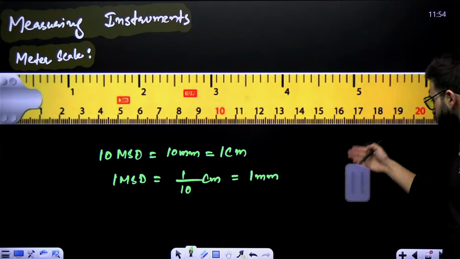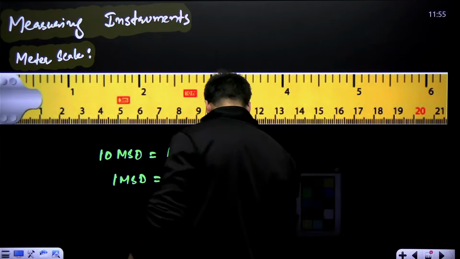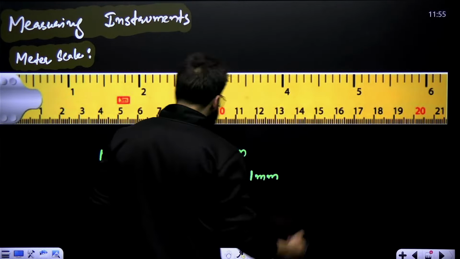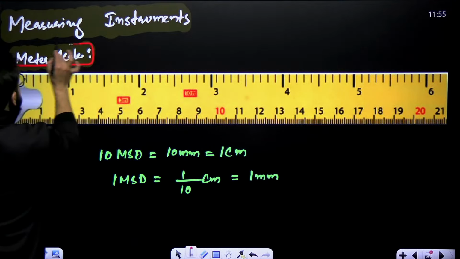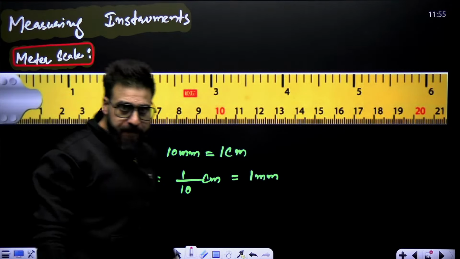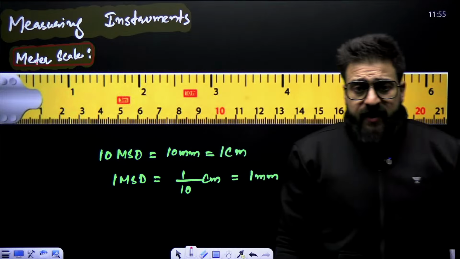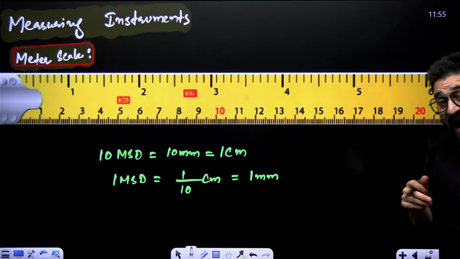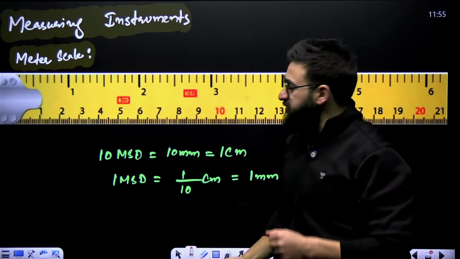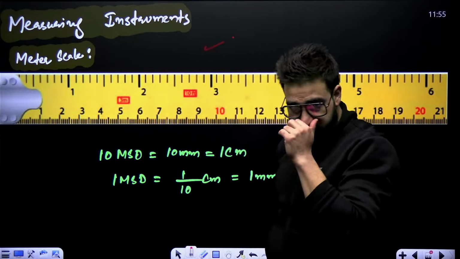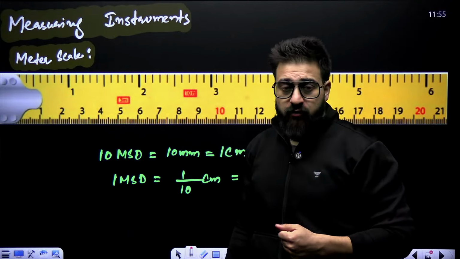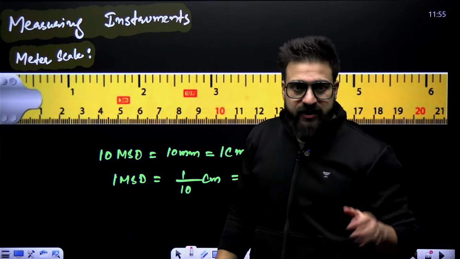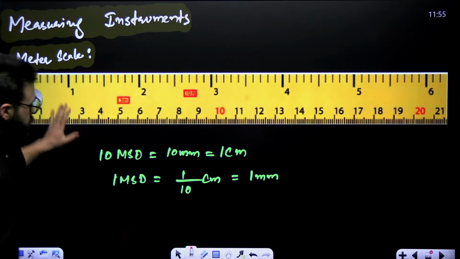Take a look, guys, over here. Measuring instruments, the first measuring instrument we use is the meter scale. It's an instrument which helps us to measure length. These are the measuring instruments that we need to study: meter scale, screw gauge, and vernier caliper. So these are the 3 measuring instruments that we have to see.